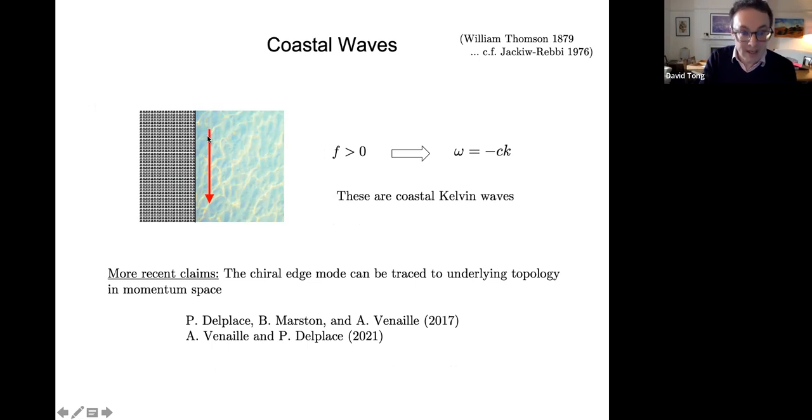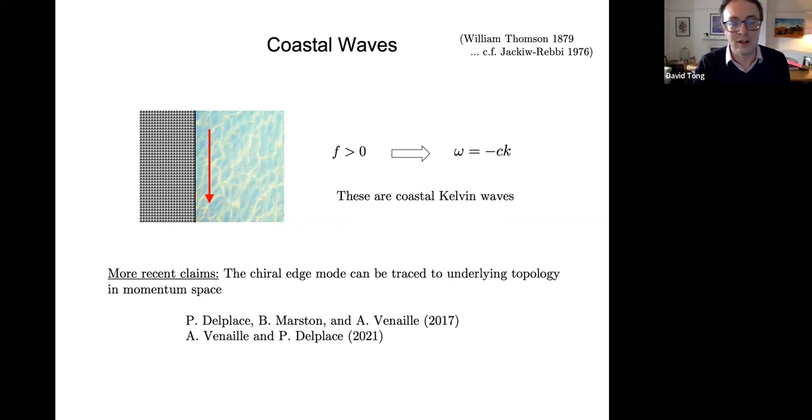So the wave propagates southwards, meaning that the coast is always to its right. So this is what I said before, that the chiral wave will go in the clockwise direction, always with the coast to its right. In the southern hemisphere, f is less than 0, and this gets changed to a plus sign, and it goes the opposite way in the southern hemisphere. So these are called coastal Kelvin waves. They've been observed for many, many decades.